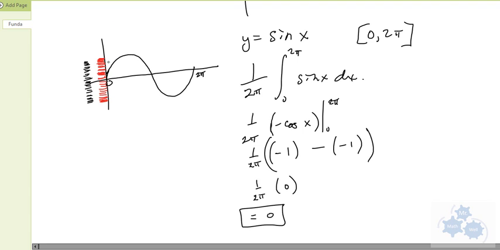Well, cos of 2 pi, yeah, would be +1. And so negative times +1. And then cos of 0 is +1 as well, so we're subtracting a -1. So that's -1 plus 1 would be 0 multiplied by your constant. Okay?